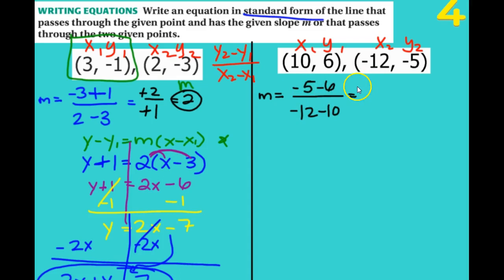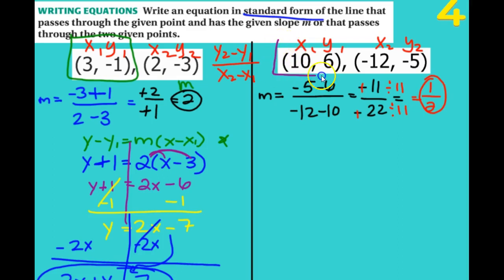Well, negative 5 and a negative 6, they're all negatives. So that's negative 11. And negative 12 minus 10, those are all negatives as well. That's negative 22. Well, I know 2 negatives make a positive. So 11 over 22, I can divide by 11 to simplify. And that will give us 1 over 2, or 1/2. Some of you are getting confused and saying 2. It's not 2. It would be 2 if the 22 is on the top, but it's 1 over 2.